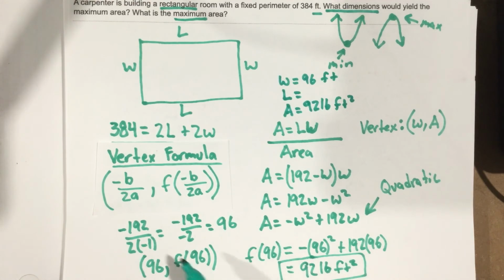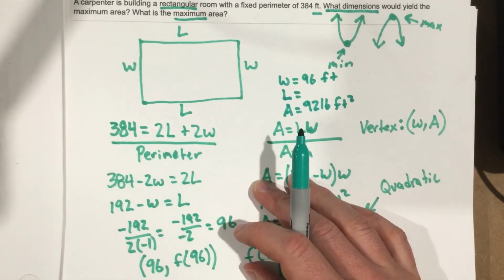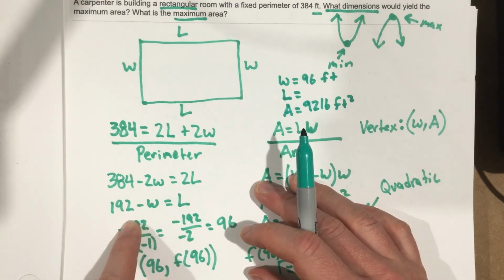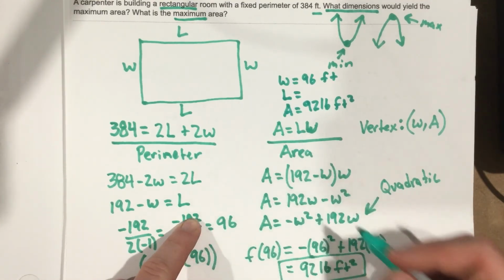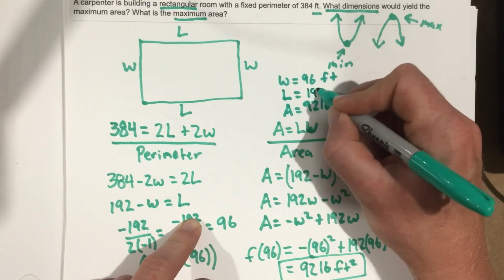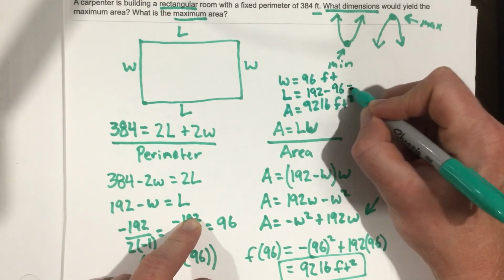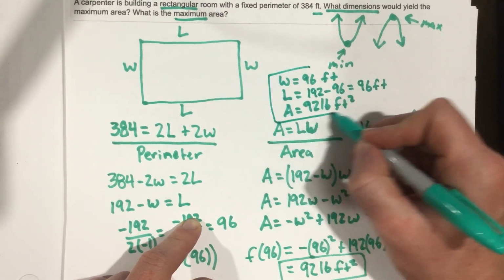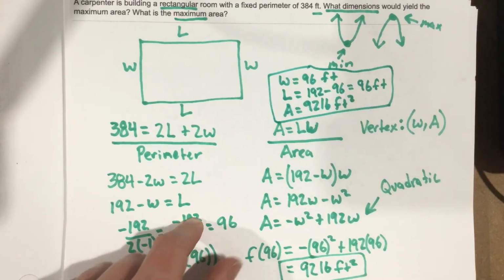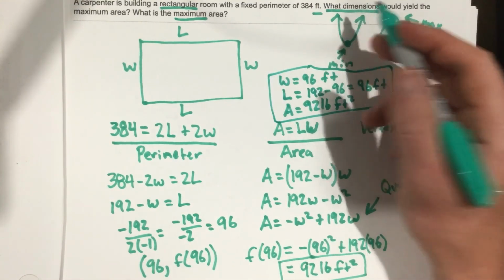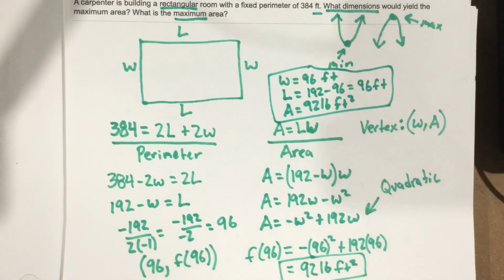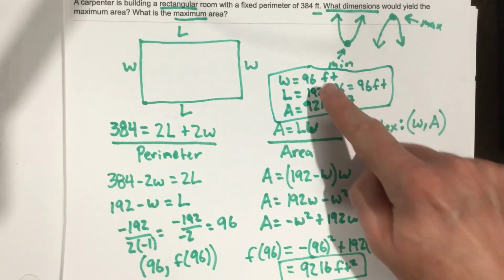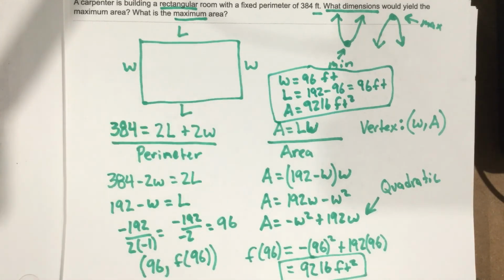Well, we can come back to this equation that we have. It says 192 minus the W equals L. So if I say 192 minus the width, which is 96, I actually get 96 feet for the length too. So this is our width, length, and area, and these are the dimensions that will yield the maximum area. Now for a rectangle, you're going to notice the maximum area for any rectangle is a square. That's why the width and the length are the same. So anytime you get a problem like this, you know that the maximum area is going to be a square.